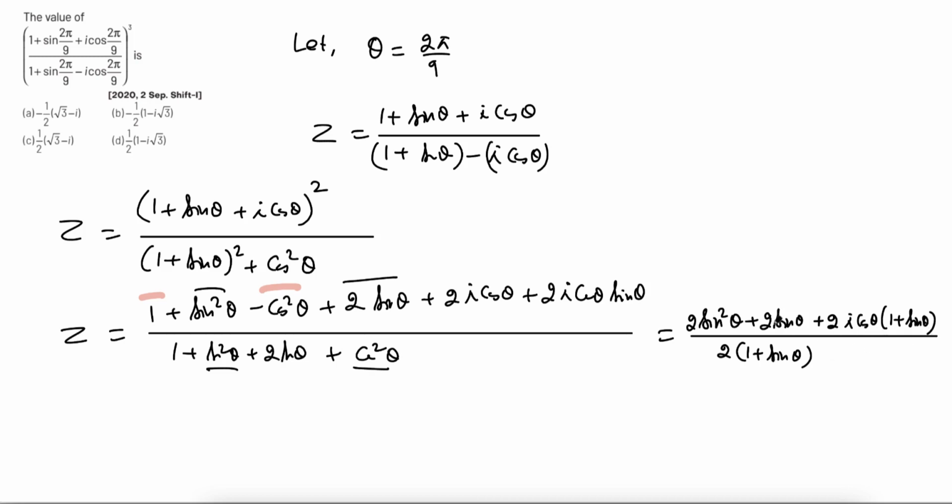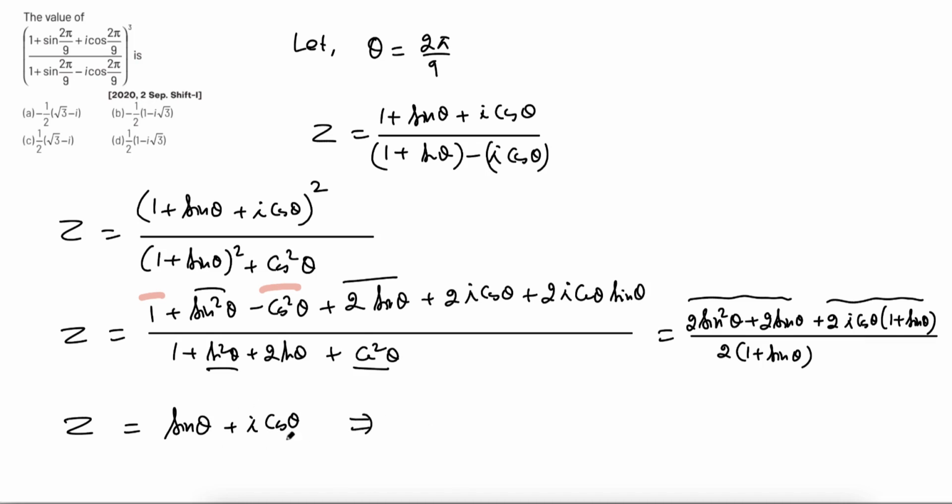I will divide here. This is one pair and this is the other pair. I will divide here and here. So z equal to, if you divide it here, 2 sine theta common. So what will be left? Only sine theta will be left. And here 2 into (1 plus sine theta) gets cancelled, plus i cos theta. See how simple the expression came. So z equal to this.